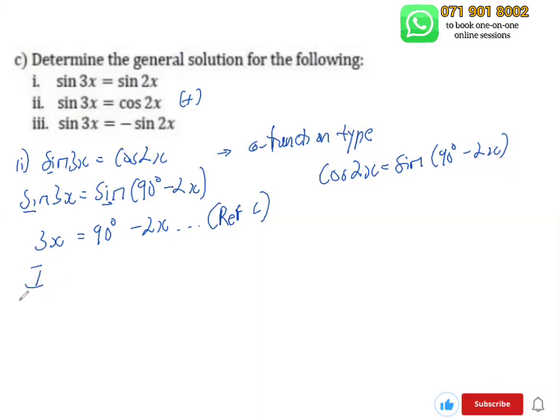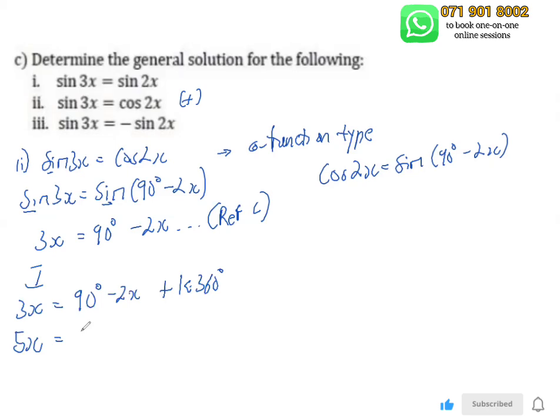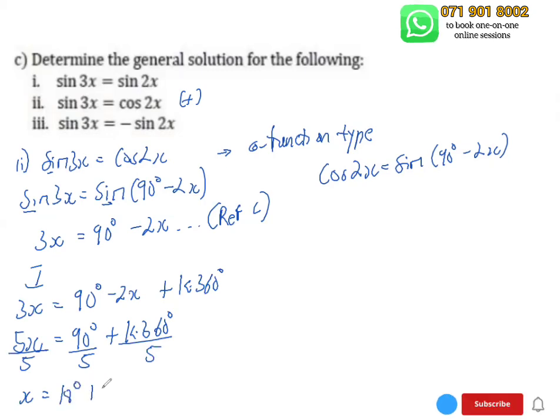The solutions in the first quadrant will simply just be 3x is equal to the reference angle plus k 360 degrees, right? So at this point, we need to take that over to the side, which becomes 5x is equal to 90 degrees plus k 360 degrees. Now to get rid of this 5, we divide by 5 throughout. So this is x is equal to 90 divided by 5. This will give us what? 18 degrees. Then plus k 72 degrees, where k is an element of integers, right?